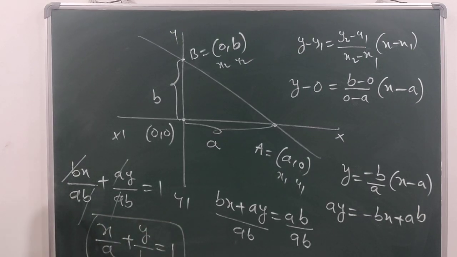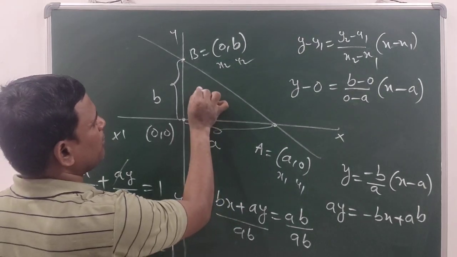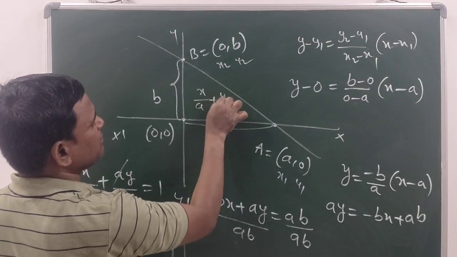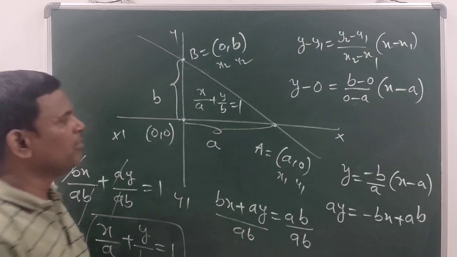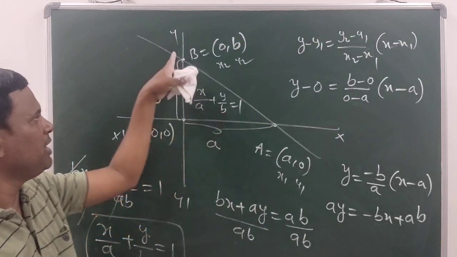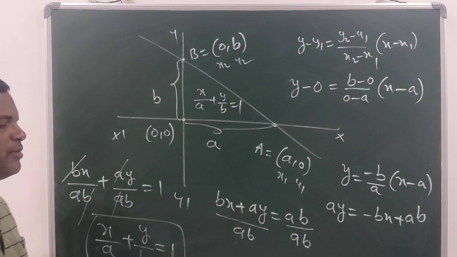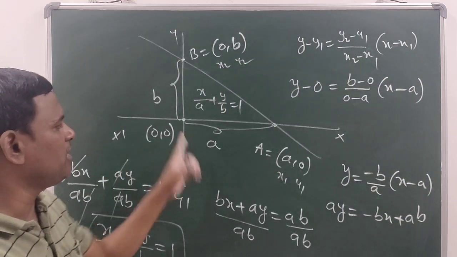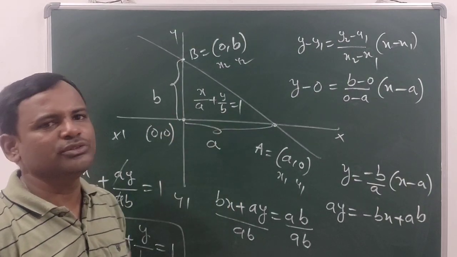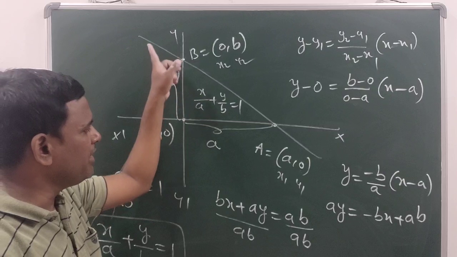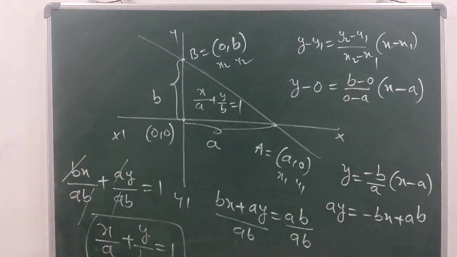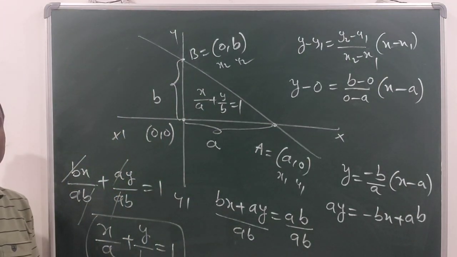So this is known as the intercept form of a line equation, x by a plus y by b equal to 1, where a represents the x-intercept, b represents the y-intercept. When the x-intercept and y-intercept of the line are given, in such a case you must use this formula to find the equation of this line. Okay students, right.